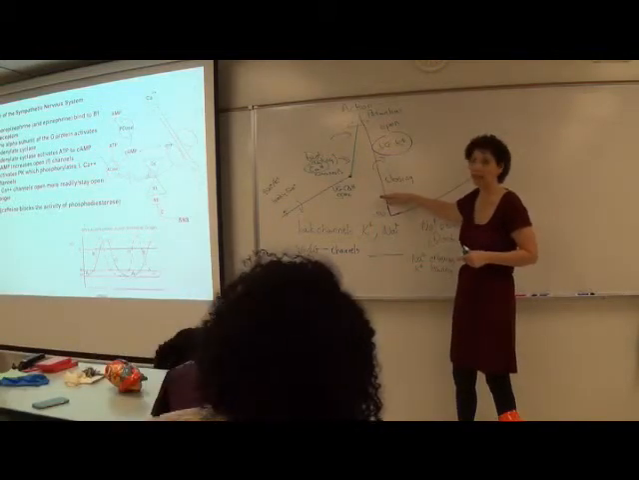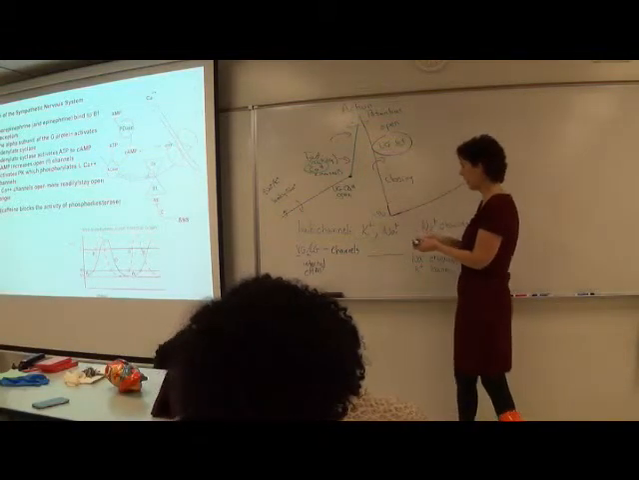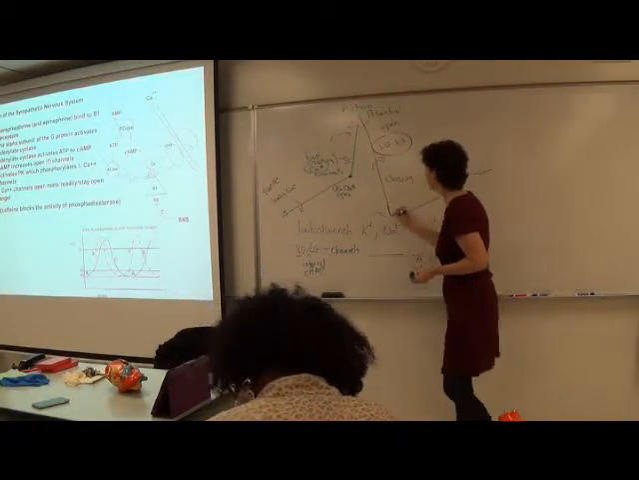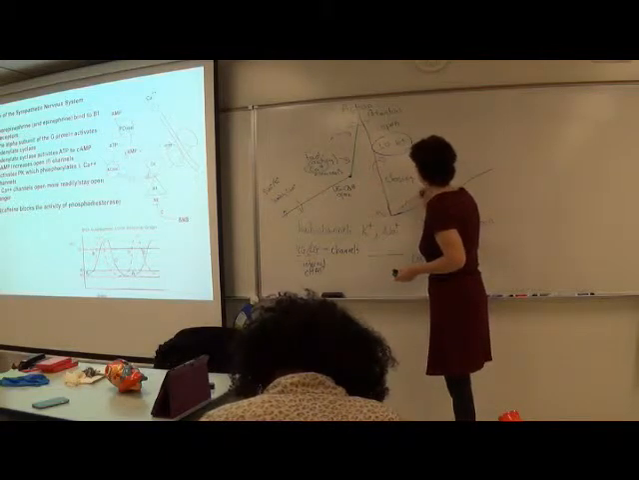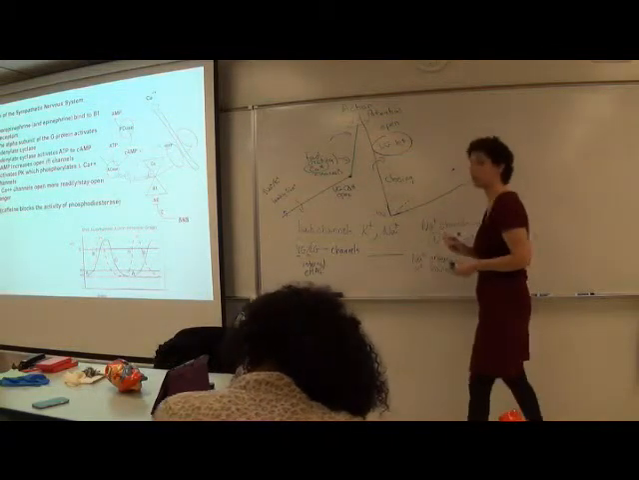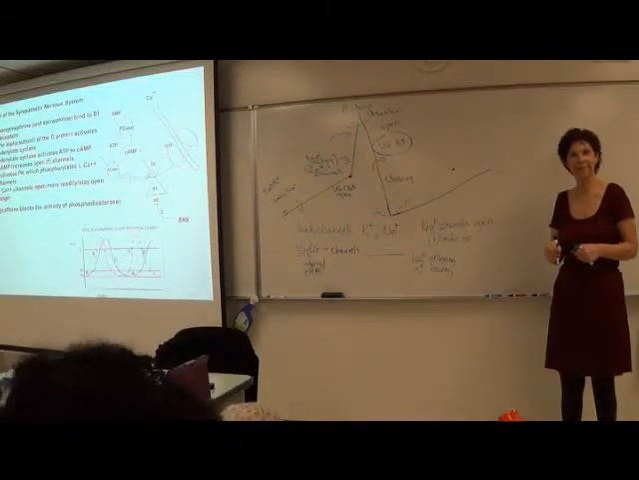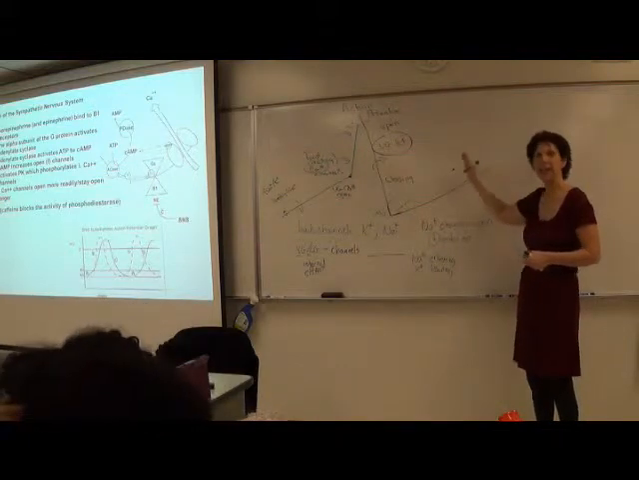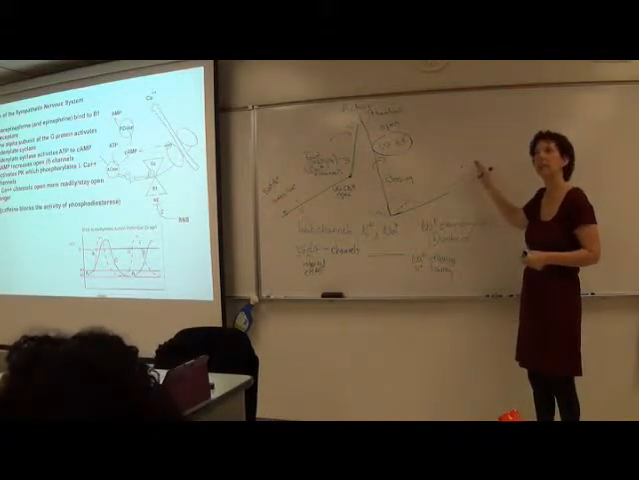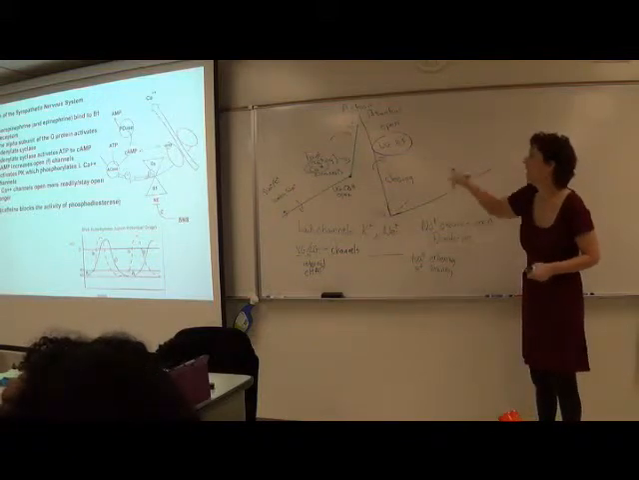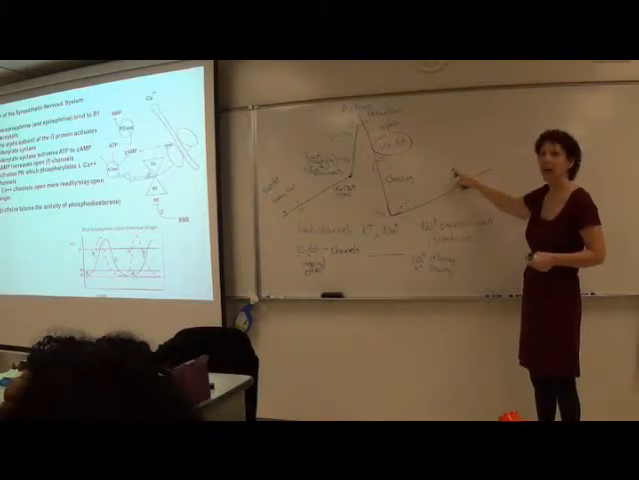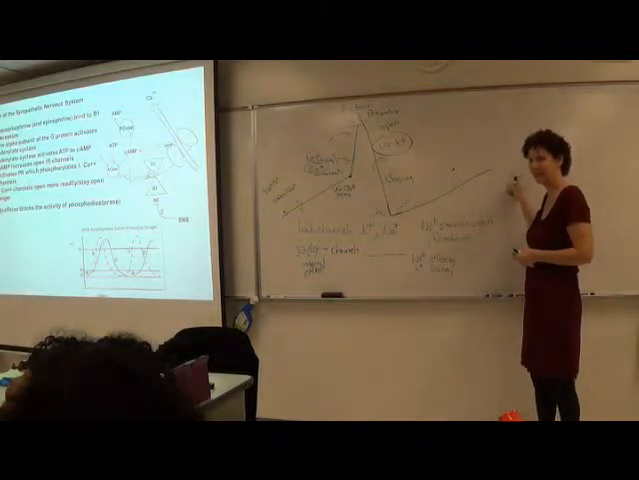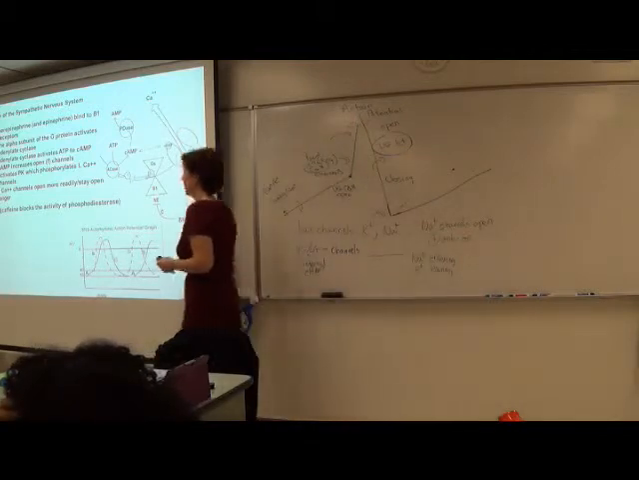So if they open earlier and there's more channels open, the inside of the cell is going to become positive at a steeper rate, and we're going to reach threshold earlier. Therefore, we're going to have more action potentials per minute, and contractile cells will beat more often per minute. If we have an action potential in our autorhythmic cells 110 times a minute, then the heart's going to beat 110 times a minute. So there's a direct correlation there.